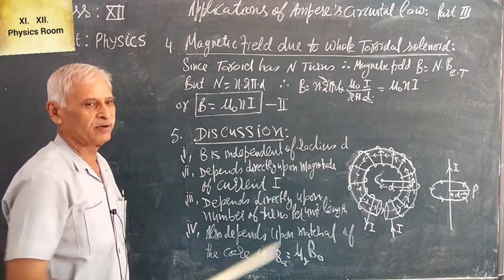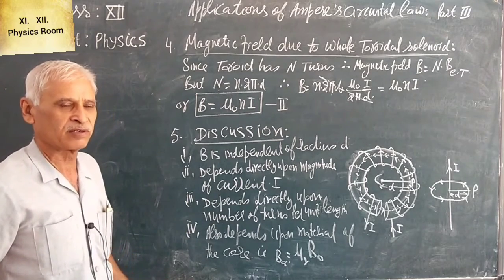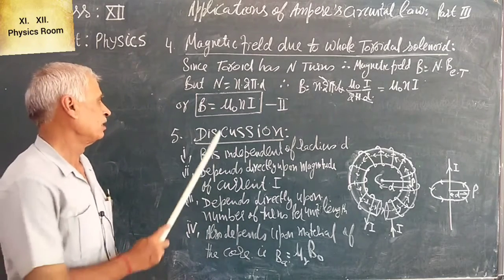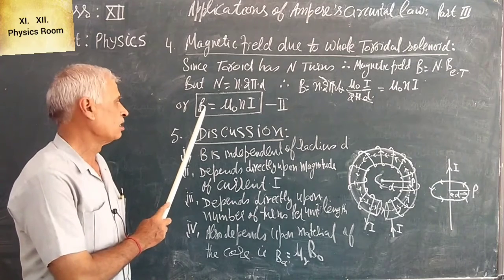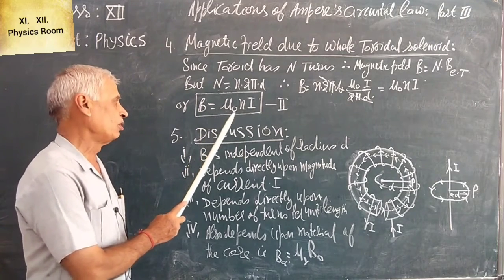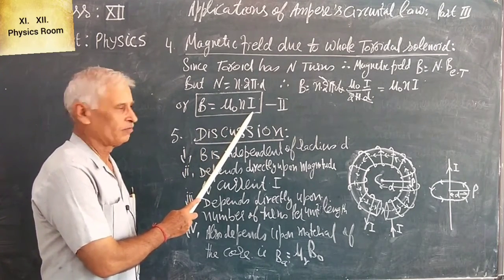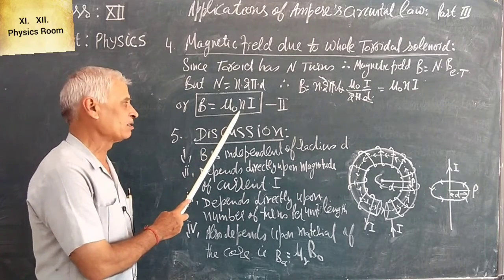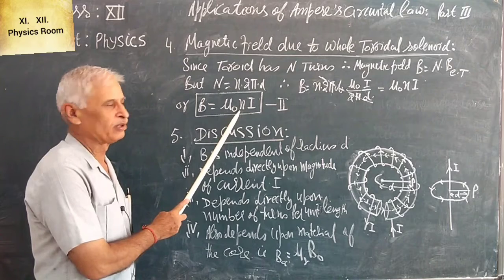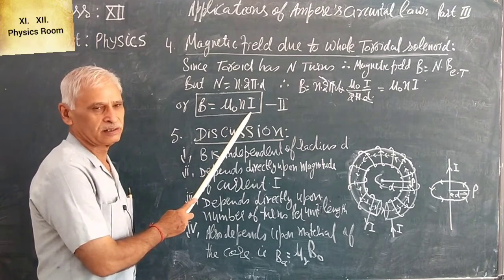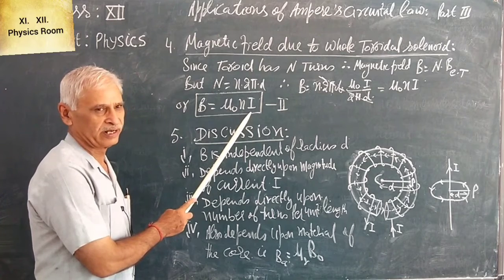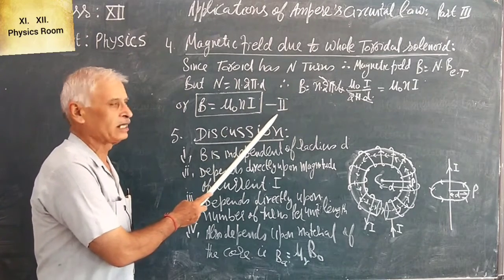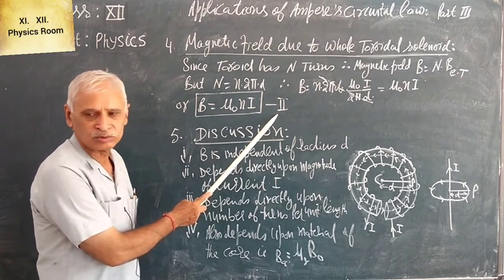The magnetic field at any point on the circumference of a toroidal solenoid is given by this expression, B is equal to mu 0 n I, where mu 0 is the absolute permeability of free space, n is the number of turns per unit length, and I is the magnitude of current flowing through the toroidal solenoid. Let us mark it as equation number 2.